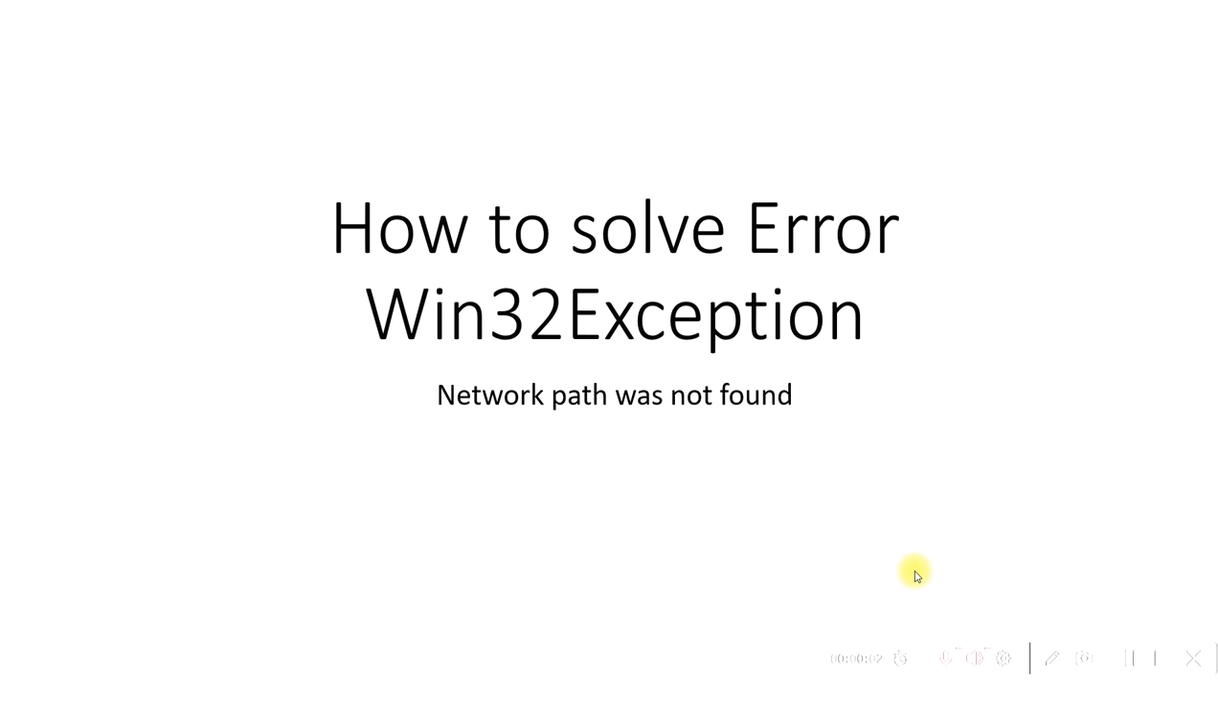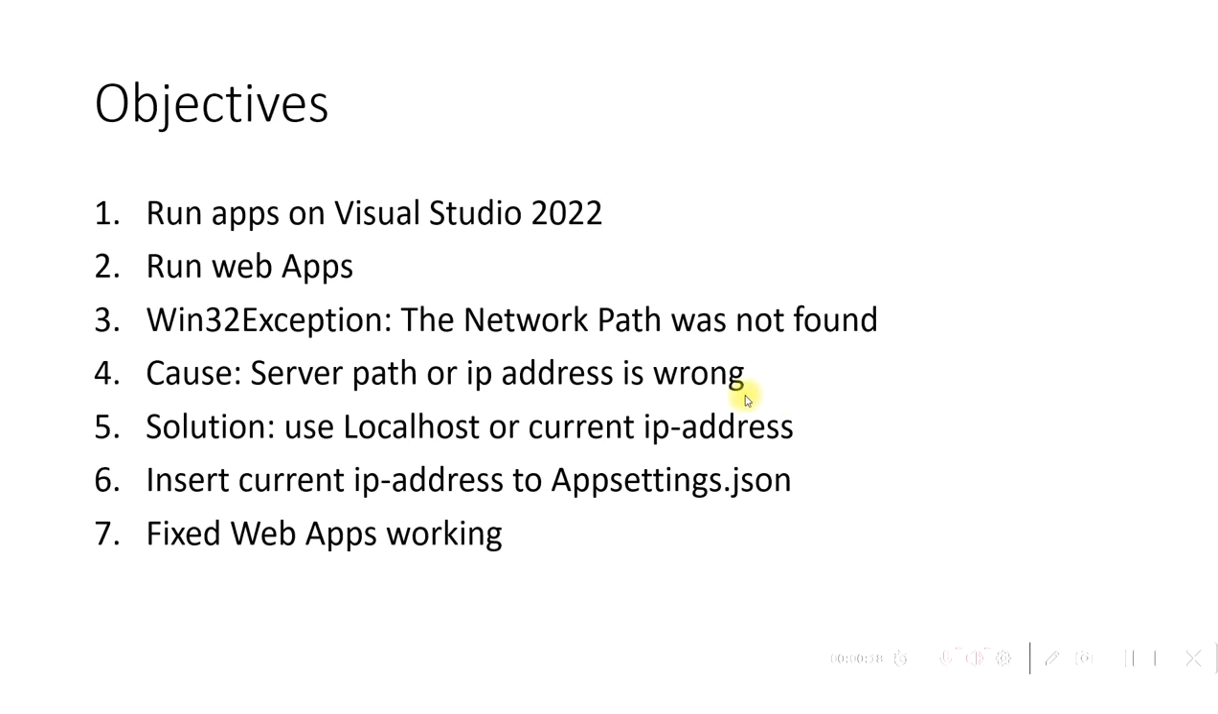Hello, today we are going to see how to solve the error Win32 exception, network path was not found, when you are running your web application using Visual Studio 2022. Today's objectives are: first, you will learn how to run the apps on Visual Studio 2022, then you will open the apps, and then you will run the web apps, and then you will see the error Win32 exception, the network path was not found, and you will find the cause of it.